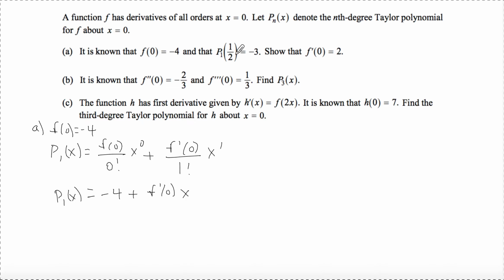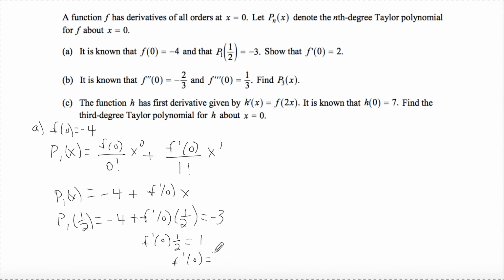What else do I know? I know that when x is half, so p sub 1 of half, negative 4 plus f prime of 0 times half, I know that this Taylor polynomial is negative 3 when x is half. So I'm just going to fill that in. And look, I should be able to now solve for what f prime of 0 is and verify that it is 2. All right, so I can add 4 to that side. That'll give me f prime of 0 times half is, adding 4 to the side, 1. Multiply 2 to the other side, so I can see now that f prime of 0 is in fact 2.